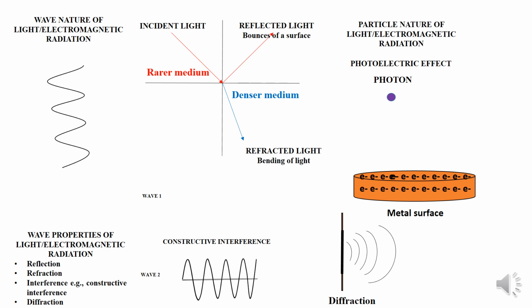Now what about the particle nature of light? The particle nature of light can be explained by the photoelectric effect. During the photoelectric effect, the photon or the light strikes the metal surface, and an outcome is ejection or emission of electrons from the metal surface. This can be explained only by the particle nature of light or electromagnetic radiation.